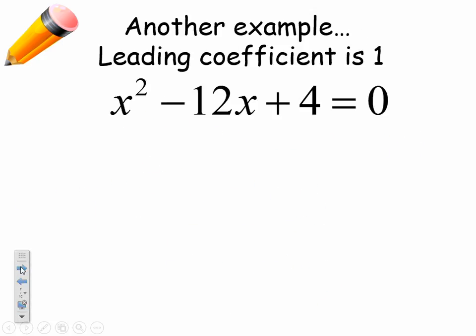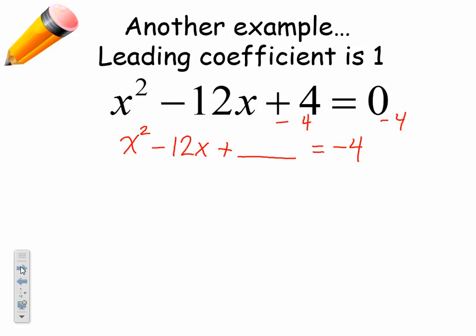Another example, x squared minus 12x plus 4. Same idea. First thing we need to do is make room for the blank. We need to subtract that 4 over. x squared minus 12x plus whatever is going to fill in the blank. And on this side, there'd be a negative 4.